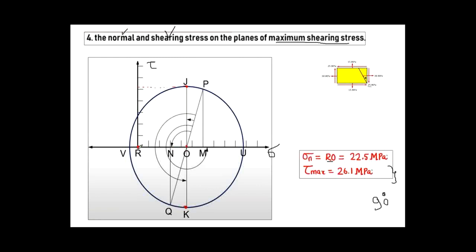So O2R, reference pasun, so this is the reference. From the reference, the midpoint of the circle, whatever the angle is, whatever the length is, that gives the sigma and normal stress, but it is on the planes of maximum shearing stress. So that should be the remembering point.